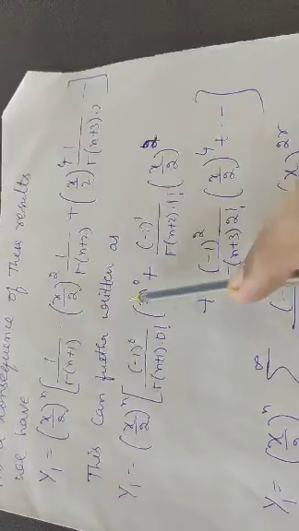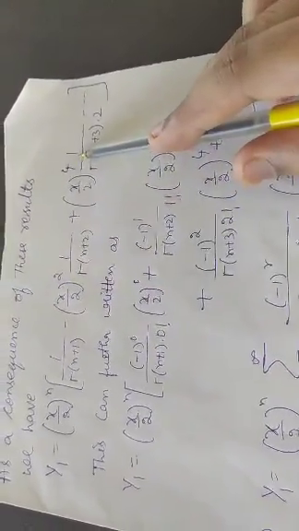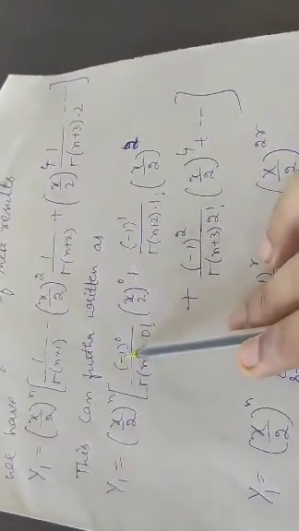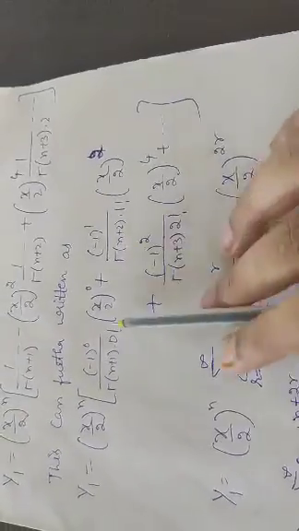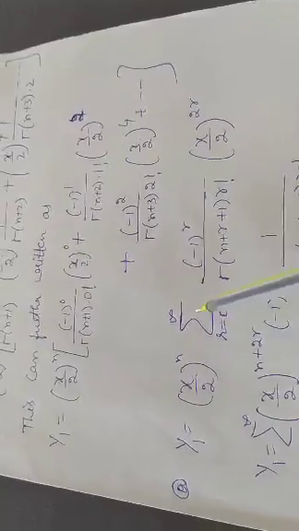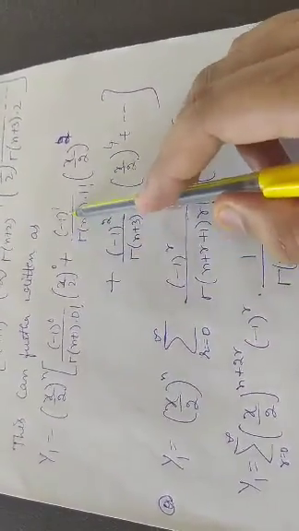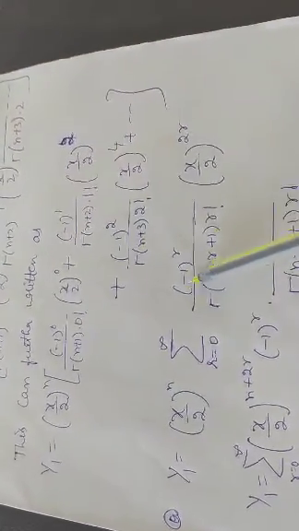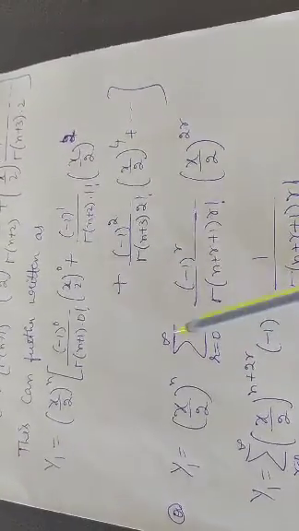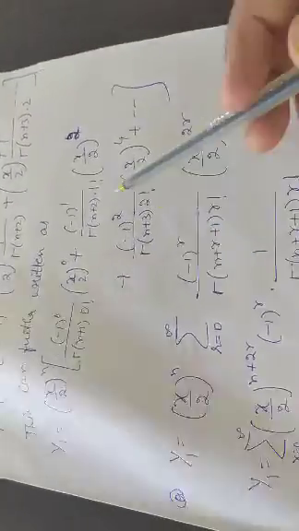Now can you observe the pattern? We have (x by 2) whole power 0, (x by 2) whole square, (x by 2) whole power 4, with alternating plus minus plus signs. In order to get the pattern I rearranged like this. So y1 is (x by 2) whole power n, and this can be written in summation form: minus 1 whole power r, where the summation varies from r equals 0 to infinity, over gamma of n plus 1, gamma of n plus 2, gamma of n plus 3.